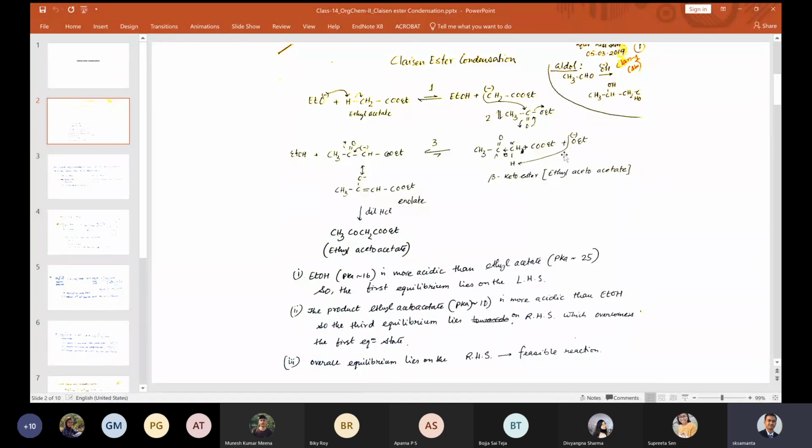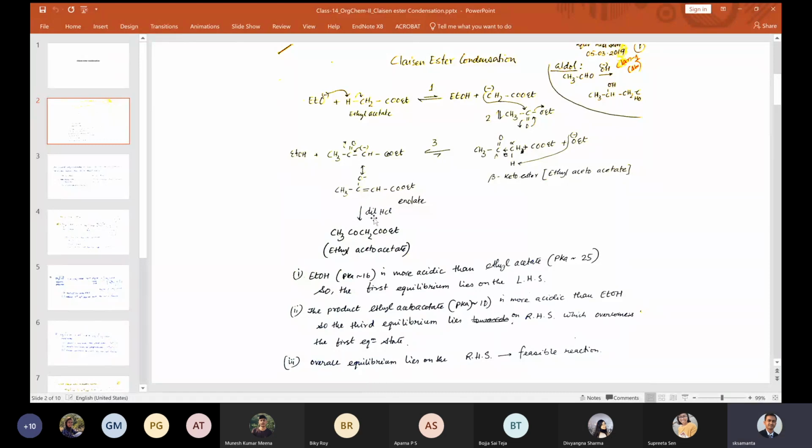This OEt minus then picks up this proton, because this is the alpha proton. It is in between this C double bond OEt and C double bond O group. So this is the alpha atom. This negative charge picks up this proton to form a negative charge here. It's kind of an enolate, so this is resonance stabilized now.